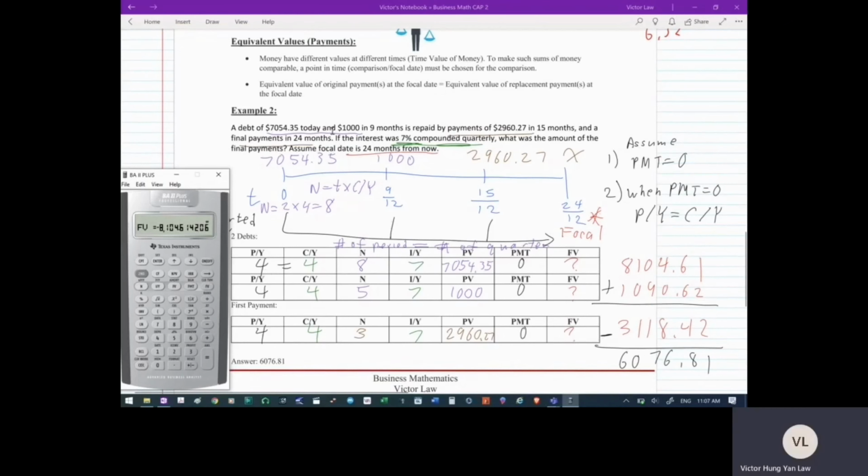So that's the value of the $7,000 at year 2, 24 months from now.